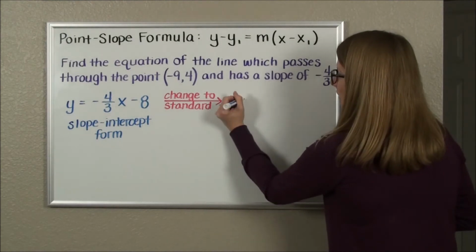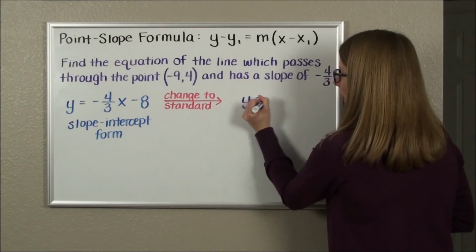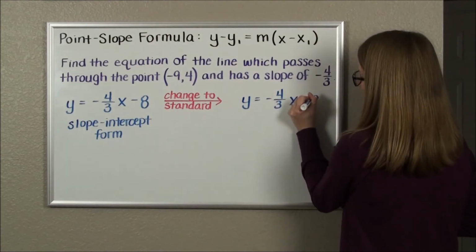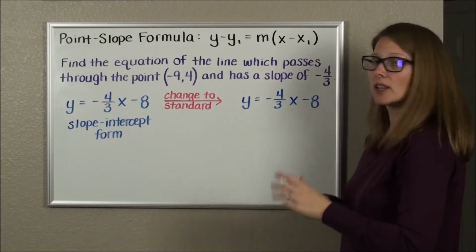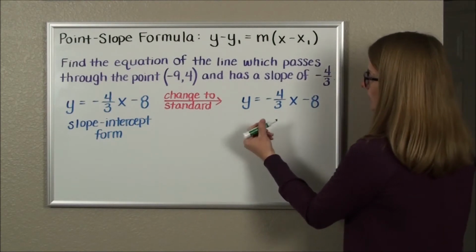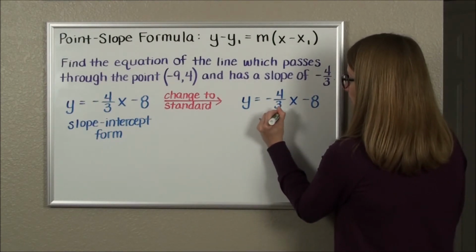Let's begin with our slope-intercept form, which was y equals -4/3 x minus 8. First things first, let's get x and y together on the left. So that means taking this -4/3 x and relocating it to the other side.